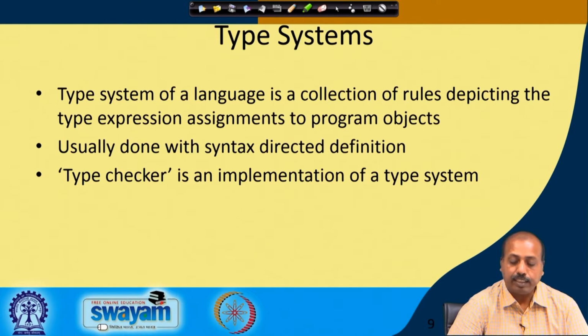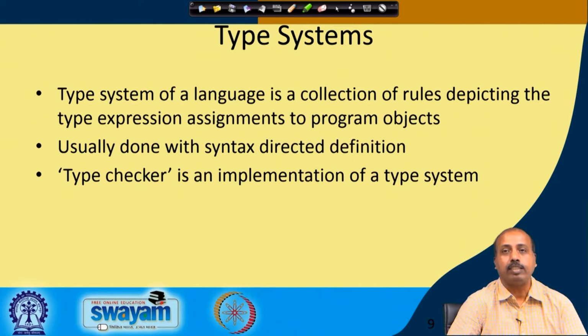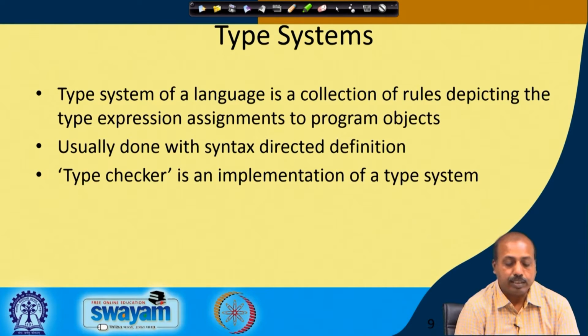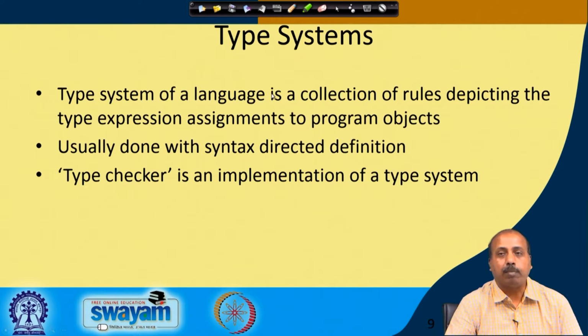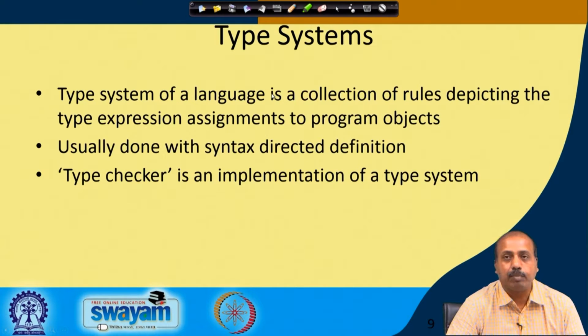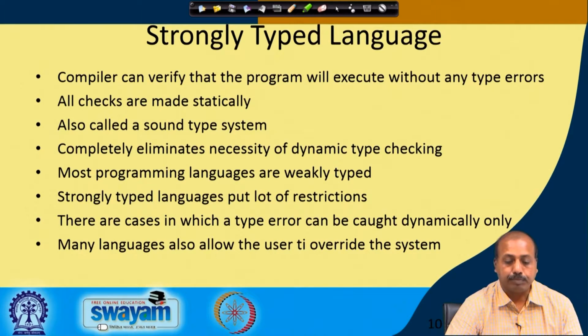And the type checker is an implementation of a type system. So, we have the type system that is specified by the language, and the type checker is implemented by the compiler designer. The type checker will be using the syntax directed translation mechanism, and accordingly it will be producing some actions while doing the reductions in the grammar rules, in the parser, while it is doing the reductions. So, it can check for those rules of the language.